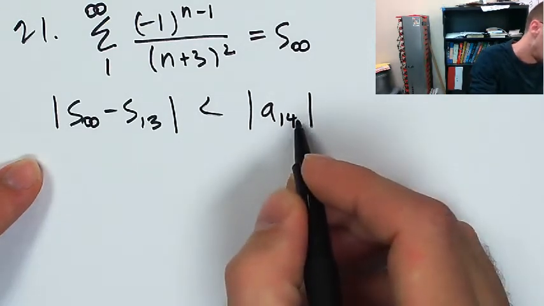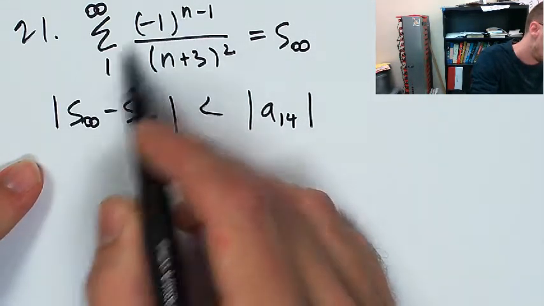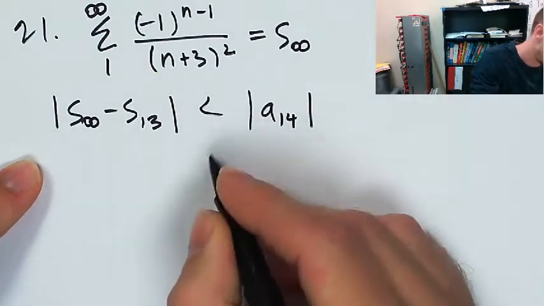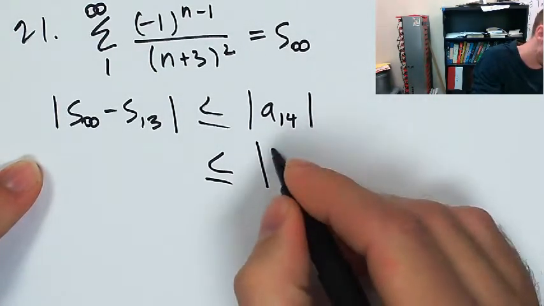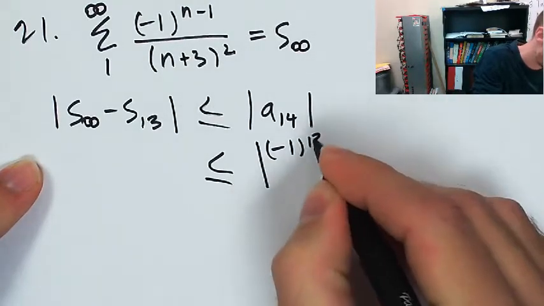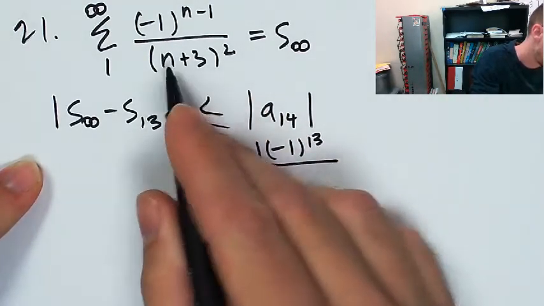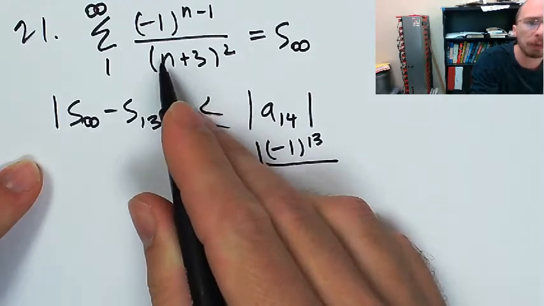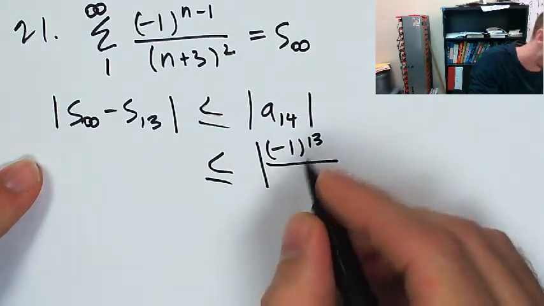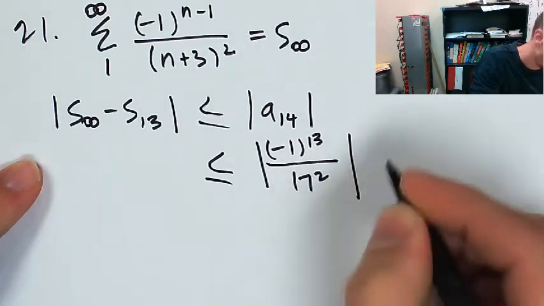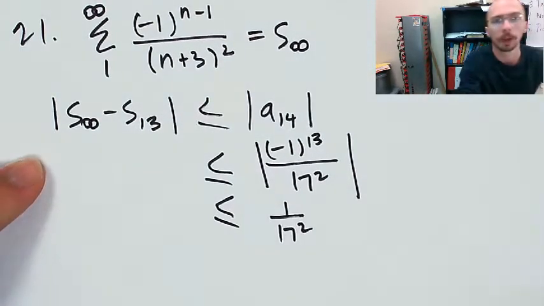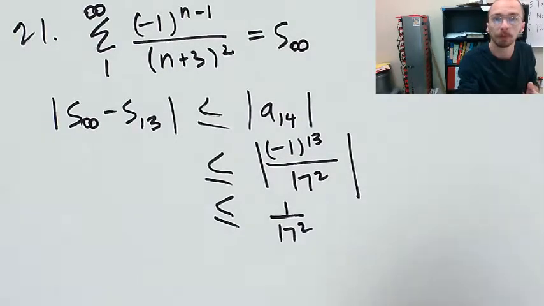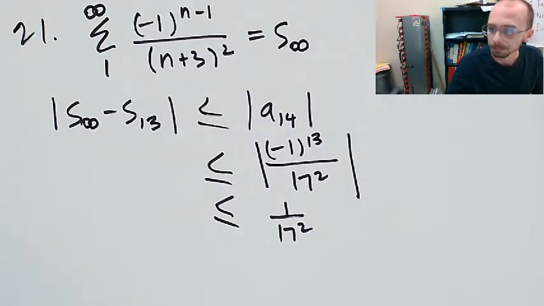I know the absolute value of A14, right? I can just plug in 14 for n and take the absolute value of it. So the alternating series error bound would be negative 1 to the 14 minus 1, which is 13, divided by, pardon me, 14 plus 3 squared, which is 17 squared. Okay, and so the error bound would be 1 over 17 squared, whatever that number is. It sounds like it's pretty small though.